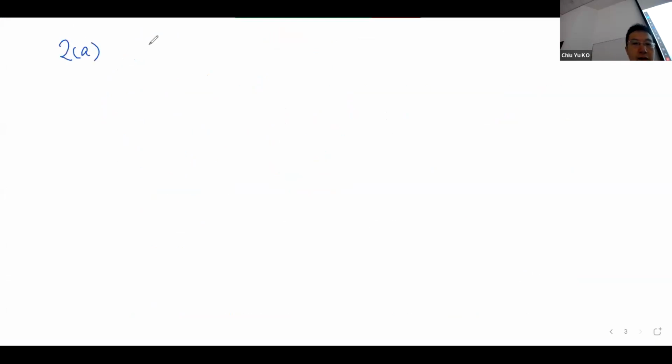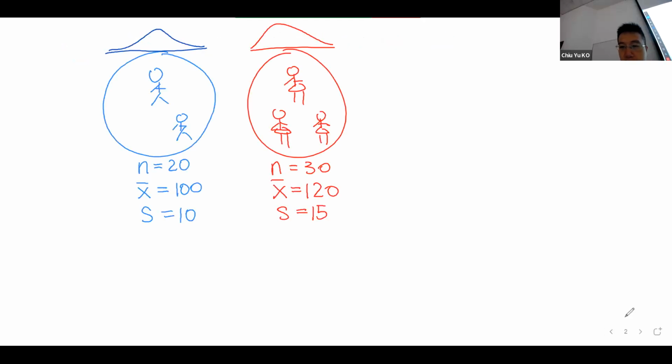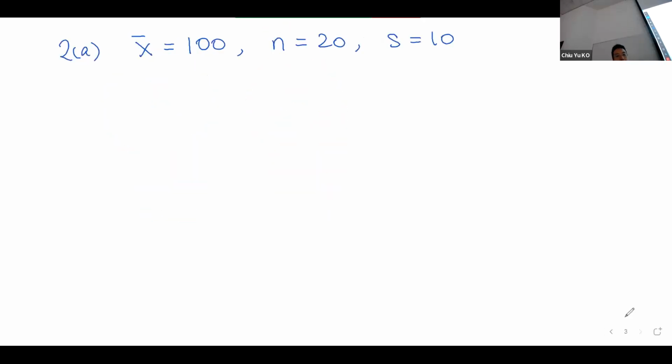What we have is X bar is 100. This is right. Yes. And N is 20 and S is 10. So that's what we have. So the next is to review what we know. We want a confidence interval on this guy.